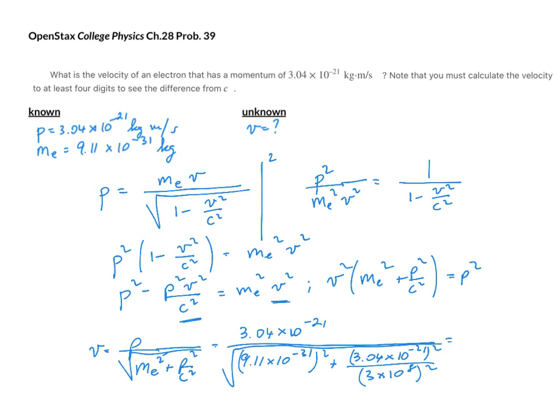Once we plug in the numbers into a calculator, we end up with 2.9879 times 10 to the 8th meters per second. So here is the velocity with which the electron is traveling. Really, really high, very close to the speed of light.